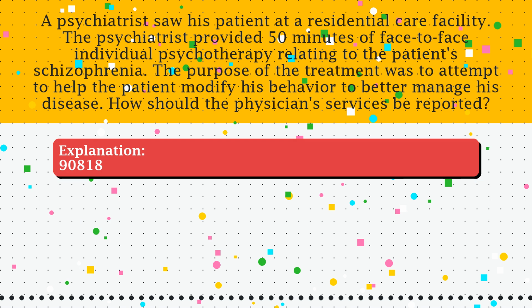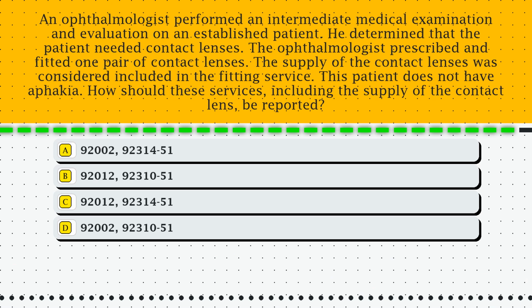Question 136. An ophthalmologist performed an intermediate medical examination and evaluation on an established patient. He determined that the patient needed contact lenses. The ophthalmologist prescribed and fitted one pair of contact lenses. The supply of the contact lenses was considered included in the fitting service. This patient does not have aphakia. How should these services, including the supply of the contact lens, be reported?